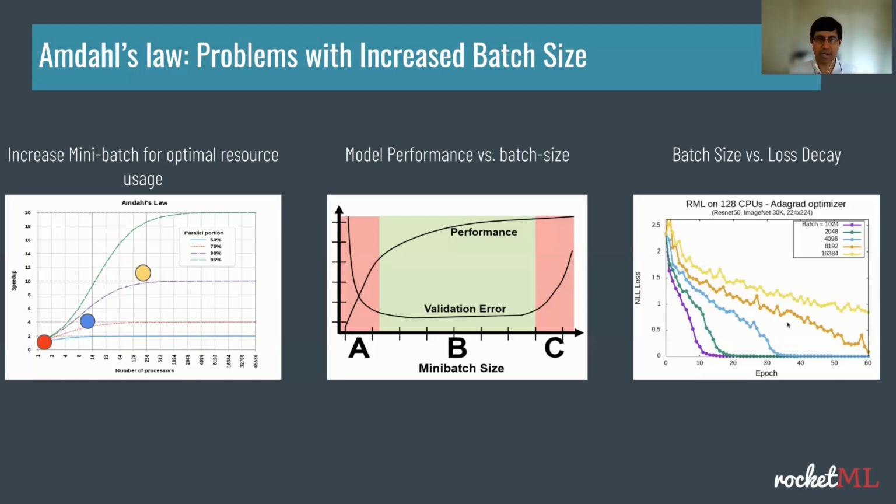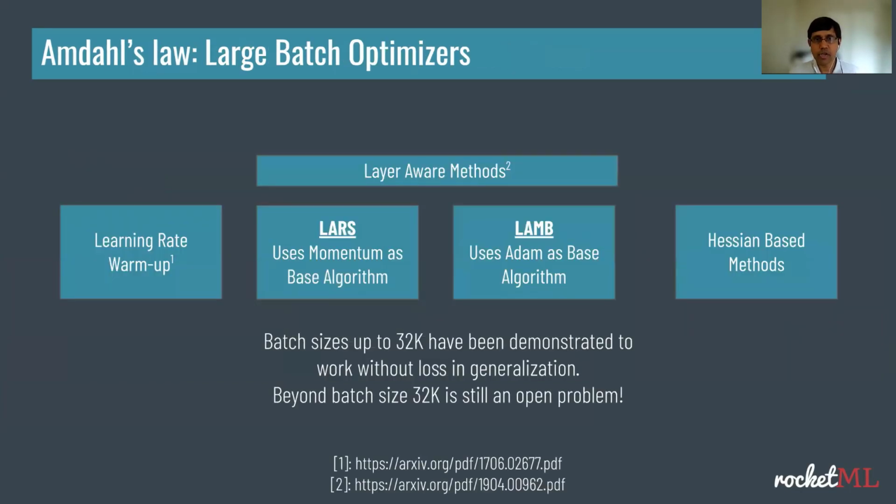So there's this conflict: do you get more performance? For that, you need to increase batch size. But if you increase batch size, your convergence deteriorates. So in order to address this, you need to use large batch optimizers, that is, optimization methods that are suited for large batches. At a high level, there are 3 types here.